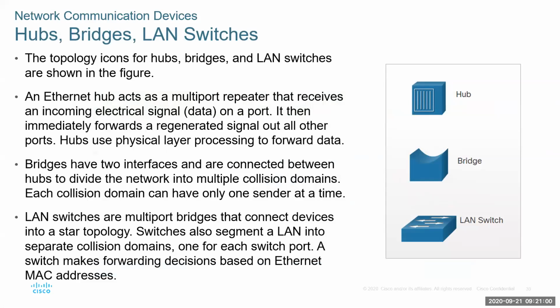Other devices besides routers, we have things called hubs, bridges, and LAN switches. So you can see these icons that would describe what those are. An Ethernet hub, most of you probably have never dealt with one, but what it does is it acts as a multi-port repeater. So it receives data in on a port and then immediately generates it out all the other ports. Hubs use physical layer processing in order to forward that data. In other words, they're pretty much dumb hubs. There's no real generation or encapsulation or anything like that going on. It just pulls in a packet and sends it out all the other ports.